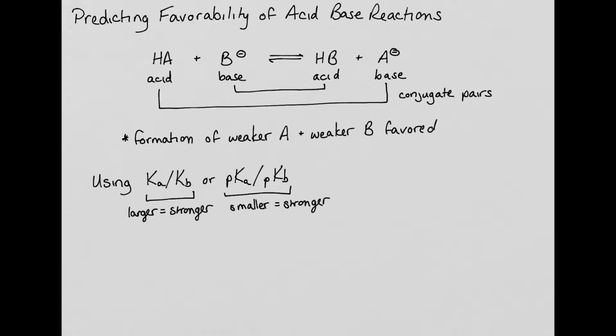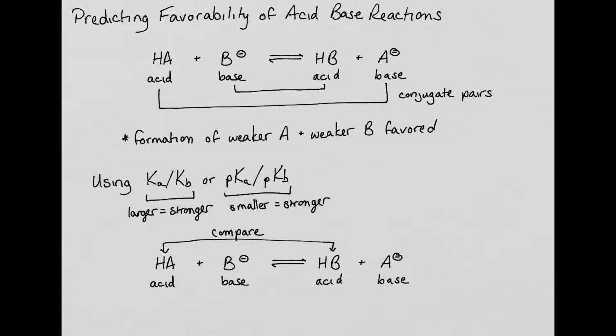If we're given the acid constants, we want to compare the two acids in the reaction. If we're given the base constants, we want to compare the two bases. So, for example, if we're given a pKa table, we will want to compare the strengths of the two acids, one on each side of the equilibrium arrow. Whichever acid has the lower pKa value will be the stronger acid, and whichever has the higher pKa value will be the weaker acid. The side of the reaction that contains the weaker acid will be the favored side.